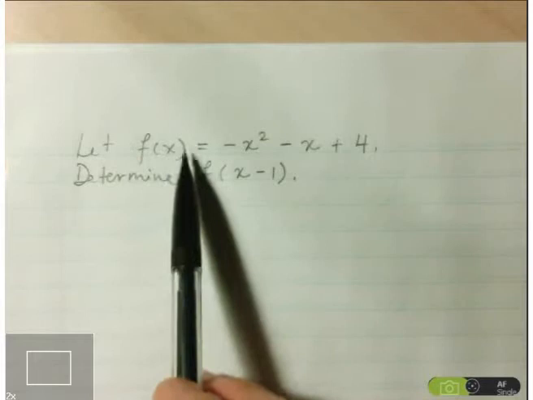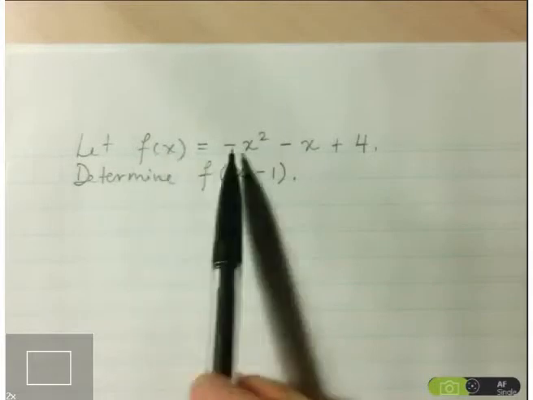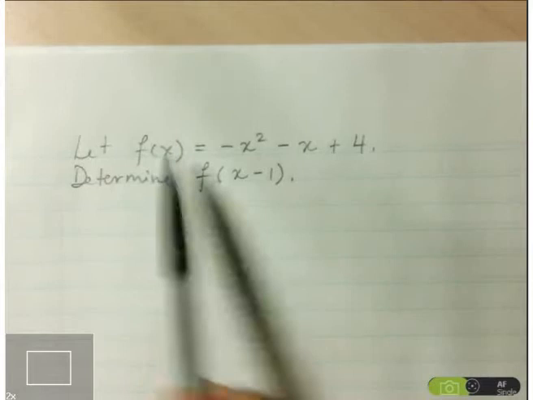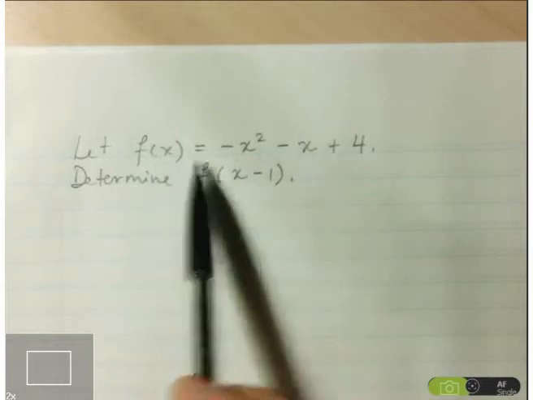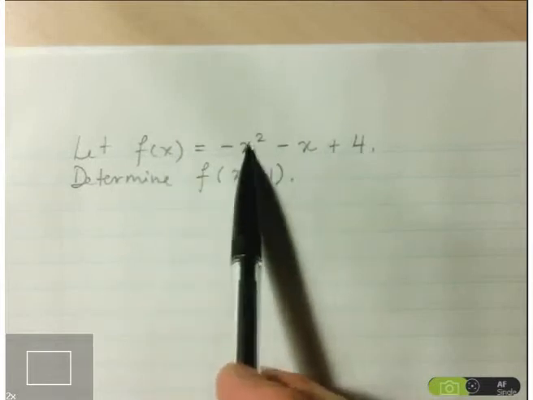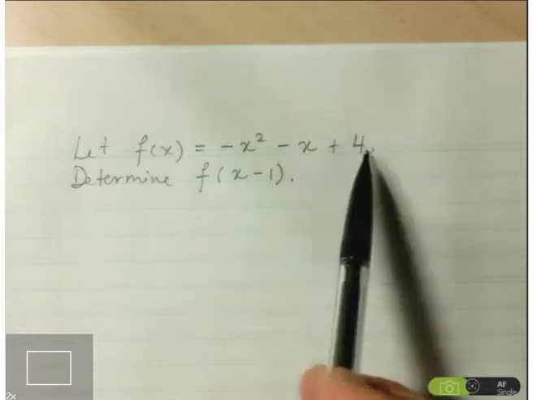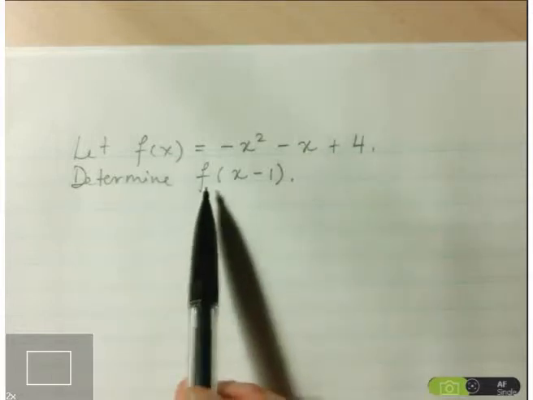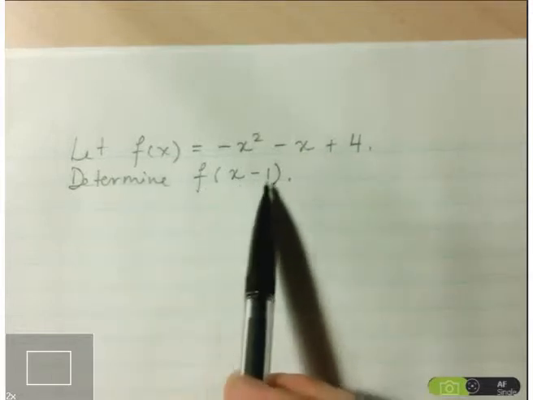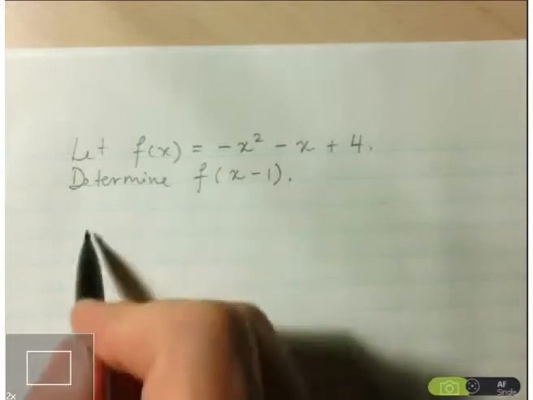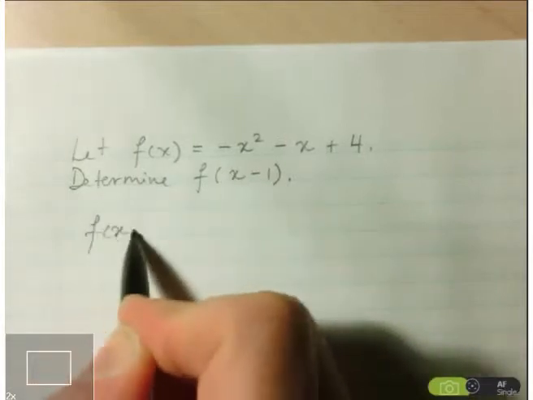So whatever's inside the bracket is your input, and this expression tells you what f does to the input. So what does it do to the input? Well, it squares it. Then it takes the negative of it, then subtracts the input, and then adds 4. So here we're asked to determine f at x minus 1. So our input now becomes x minus 1. So let's figure out what that is.